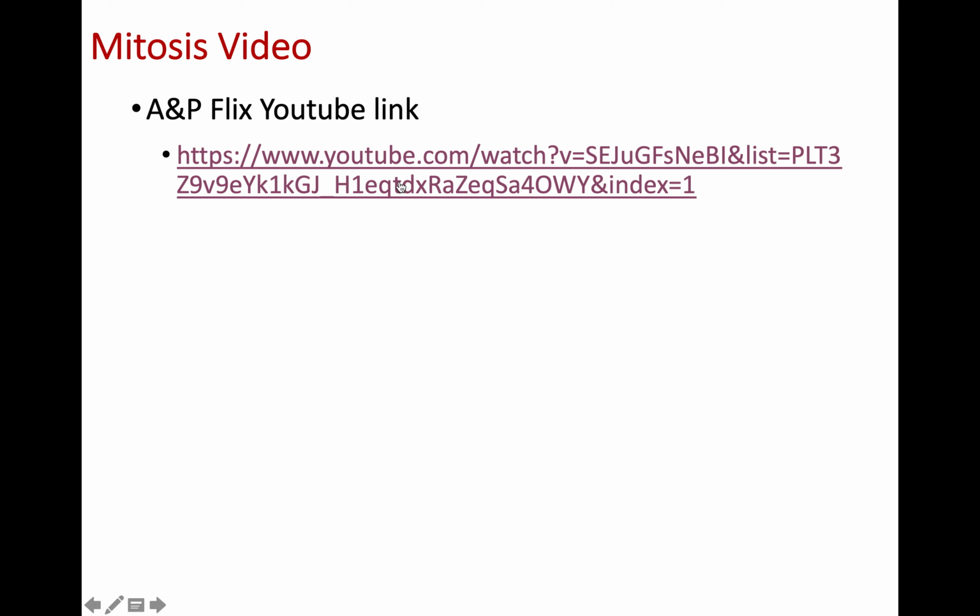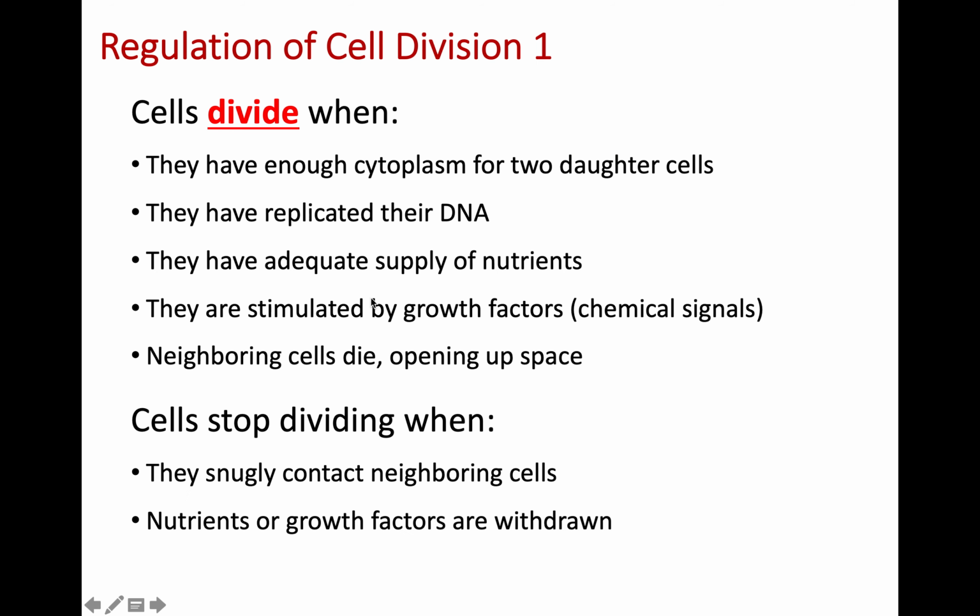As we're looking at the cell cycle, there are some things that help to regulate our cell cycle. Typically, cells will be encouraged to divide when they have enough cytoplasm for two daughter cells. So they make it through gap 1, gap 2. They've replicated their DNA. They've made it through S phase. They have enough nutrients. They have enough growth factors. So these are all parts of interphase. If they can make it through gap 1, S phase, and gap 2, they're going to divide.